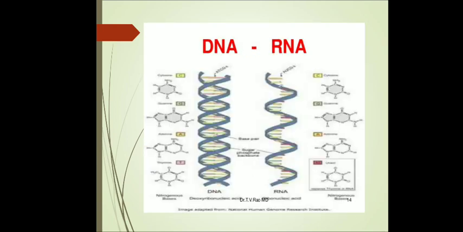Now here you can see the structure of both DNA and RNA. The structure of DNA is a double helix or double stranded, and this is the third important difference between DNA and RNA. The structure of DNA is double stranded, whereas the structure of RNA is single stranded.